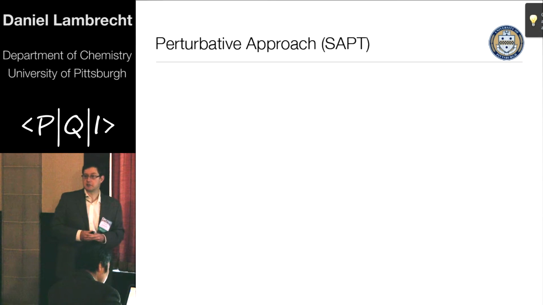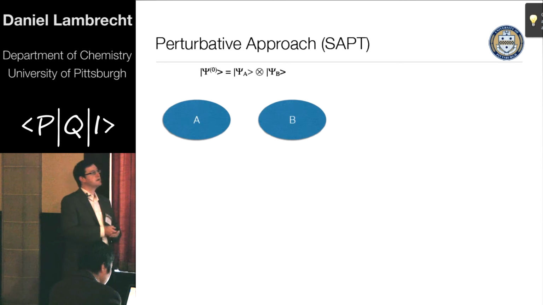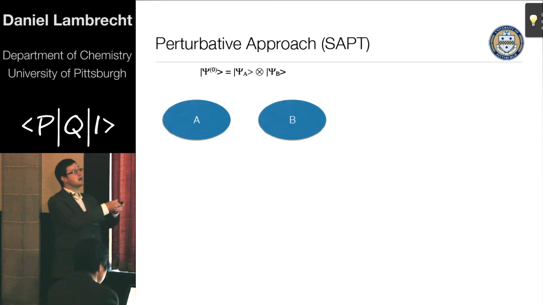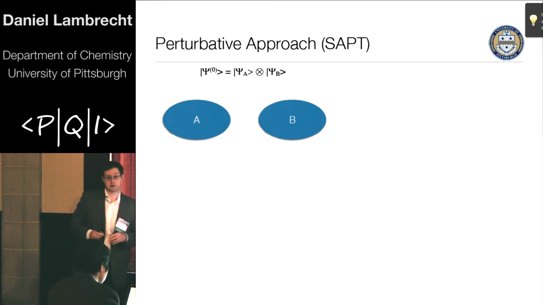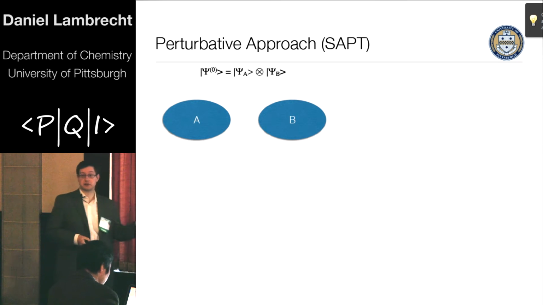So symmetry-adapted perturbation theory is based on a simple idea. If we have a system consisting of two molecules A and B, then to zeroth order we write the wave function for the entire system as the direct product of the wave function for molecule A times molecule B.